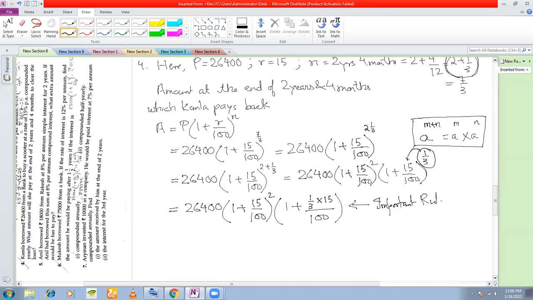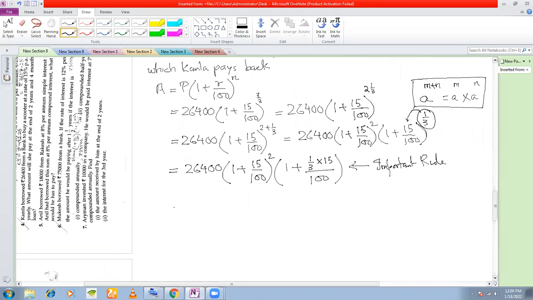You'll remember this rule. Yes, sir. 26,400. Now we want to simplify this. Okay, so how do we simplify this here? You can cancel here first. Let 5 by 100.